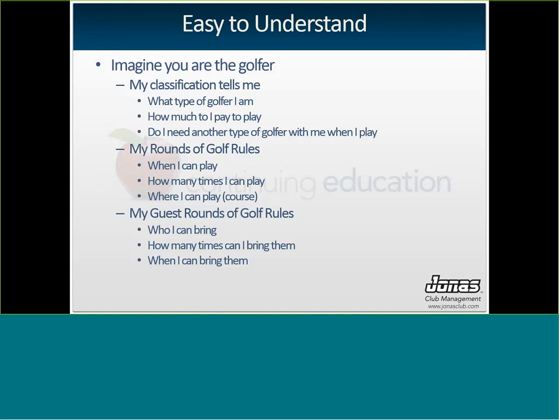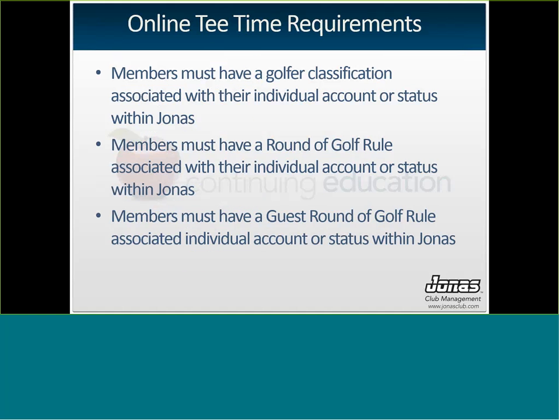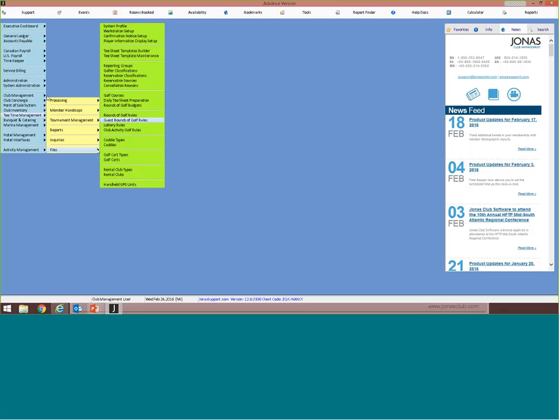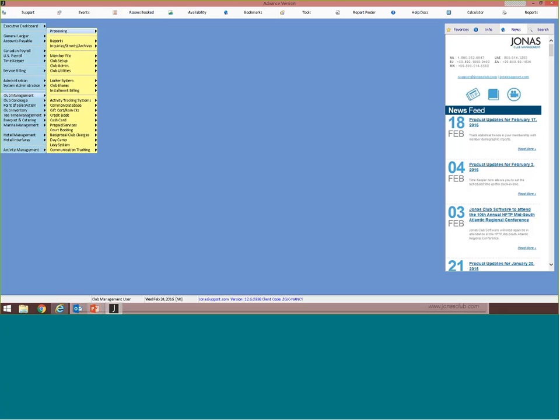So imagine a golfer classification is about the player. The rounds of golf rules is about the player. The guest rounds of golf rule is about the player. They all apply to one person. So let's take a look at where we would be putting these in. Let's go to club management.